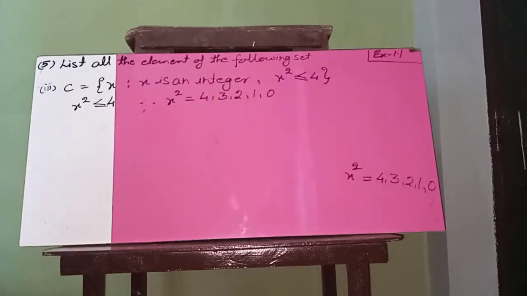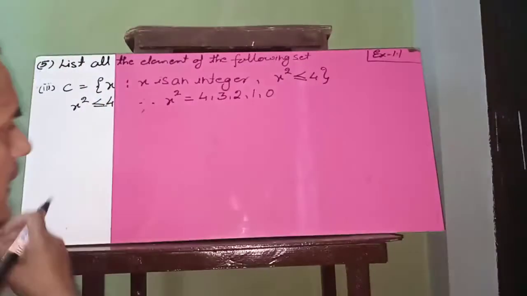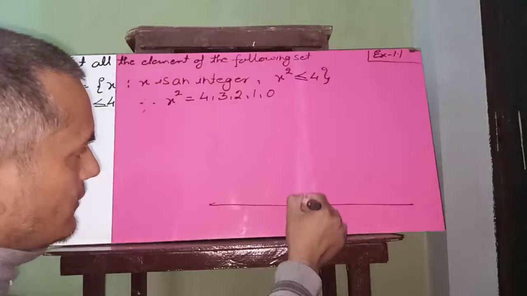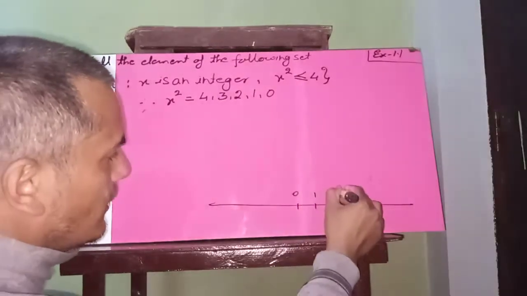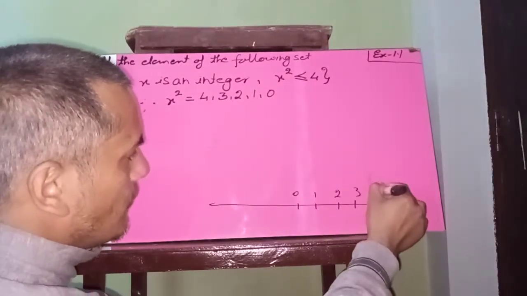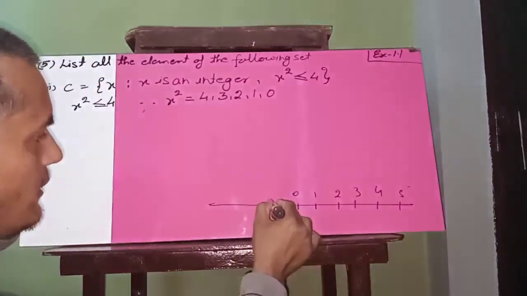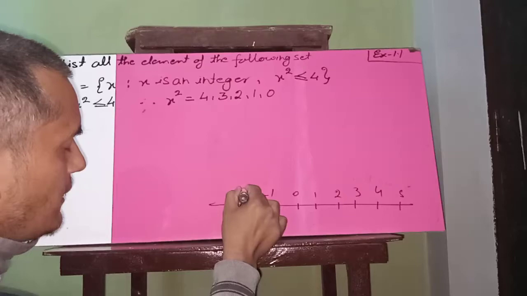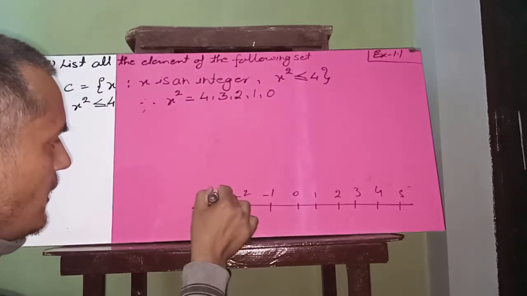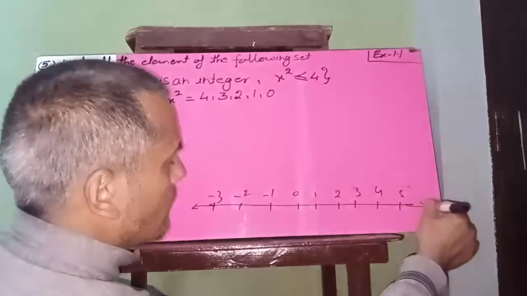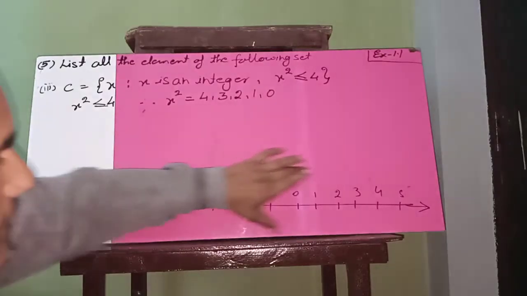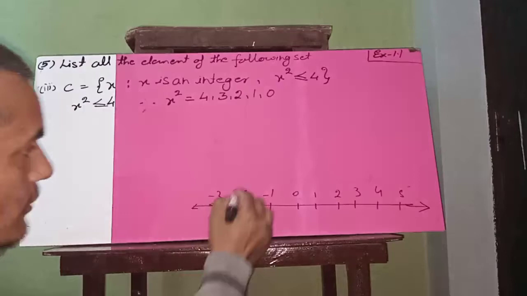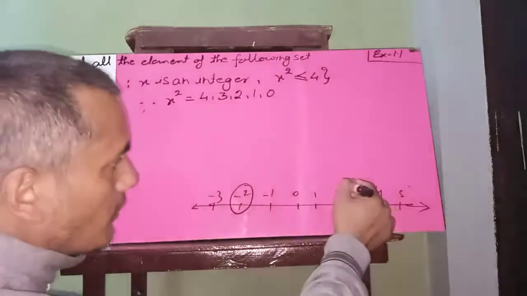Now after that we take a number line here. Here is rough work. Here is 0, here is 1, 2, 3, 4, here is 5, and here is -1, -2, -3 and so on. Now look, check in the number line whose square is 4: -2 and 2.